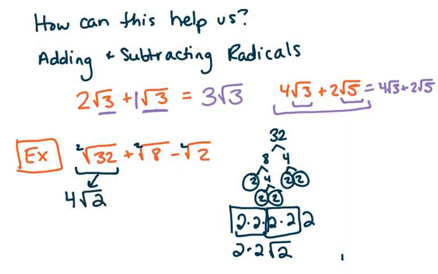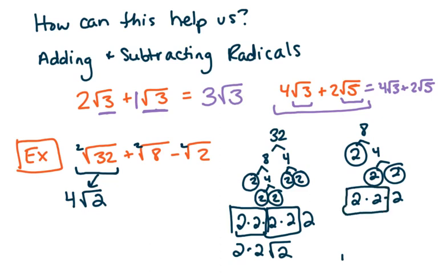Now we're going to do the same thing with the square root of 8. So we have 2 times 4 and 2 times 2. Okay, and then we have a pair of 2's. He goes outside, and then this little guy stays in. So square root of 8 is the same thing as 2 square root 2. So I'm going to bring that down and replace it.